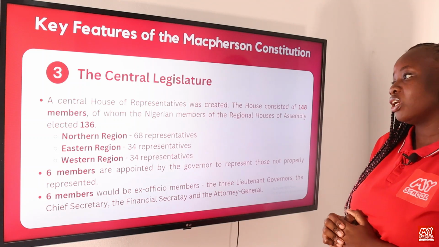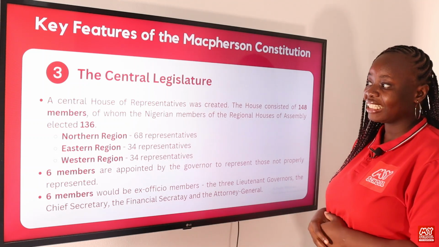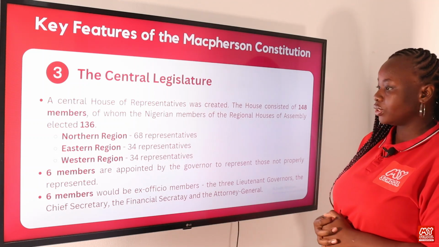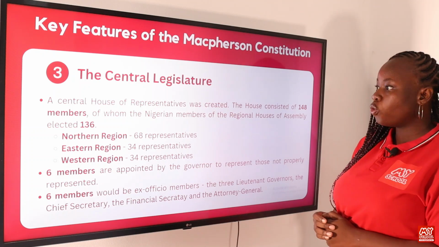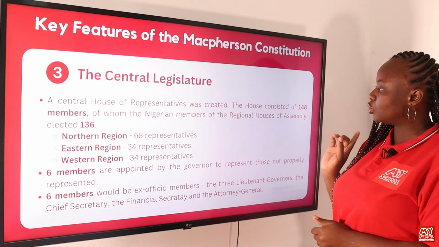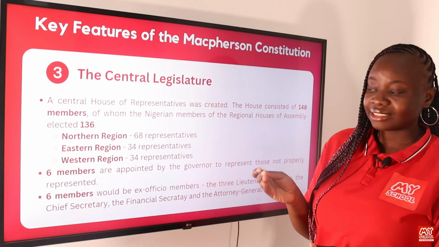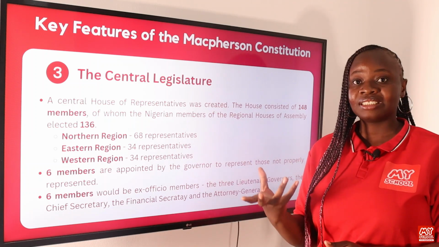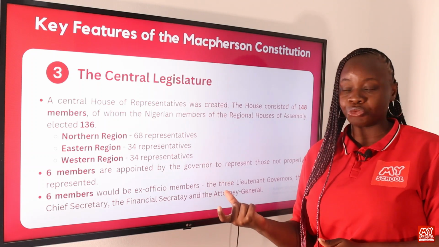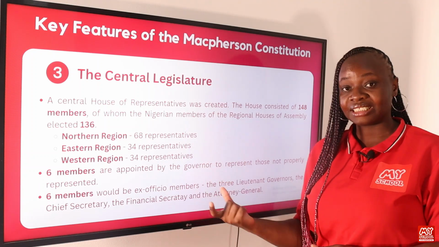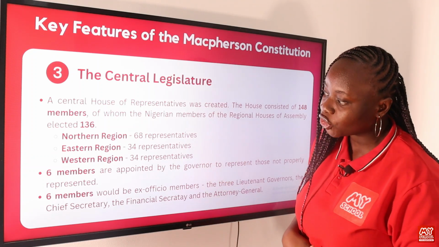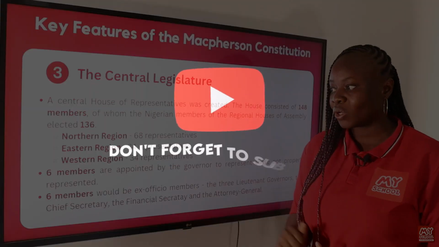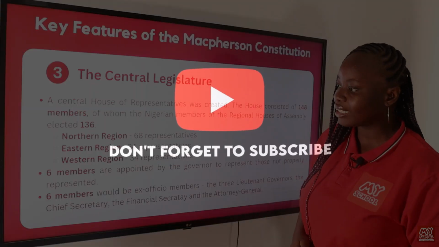Then we also have the central legislature. A central House of Representatives was created. The House consisted of 148 members, of whom the Nigerian members of the regional houses of assembly elected 136. So we can say 136 were elected by the various regions. In the northern region, they had 68 representatives. The eastern region had 34 representatives, and the western region had 34 representatives as well.